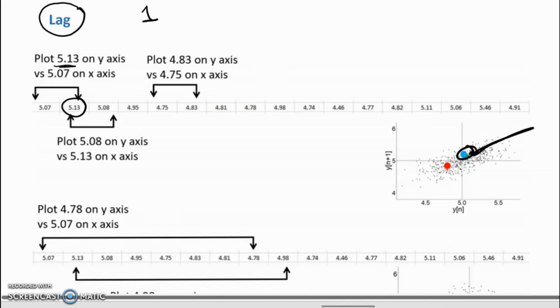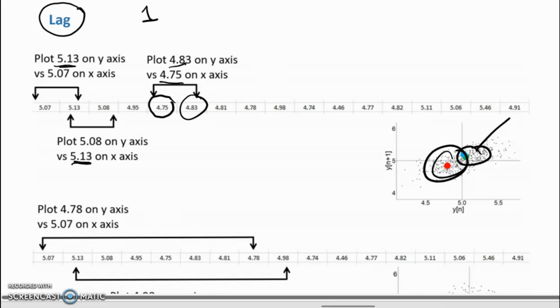Then what we're going to do is move the frame over to 5.13 with a lag of 1. We're going to jump 1 to get 5.08. So 5.13 goes on the x-axis, 5.08 on the y-axis, and that's going to give us this green dot there. We're going to continue to move the frame from left to right. We've got this fifth value of 4.75, the sixth value of 4.83. This goes on the x-axis, this goes on the y-axis, and there's that red dot there. So that is a lag of 1.